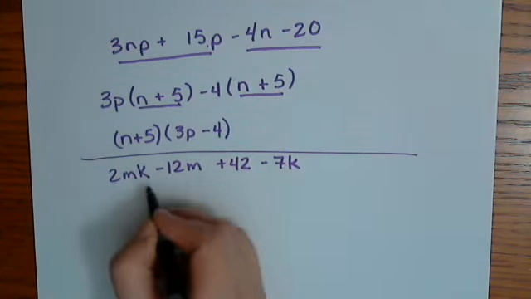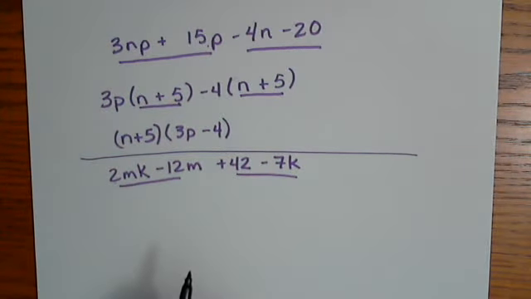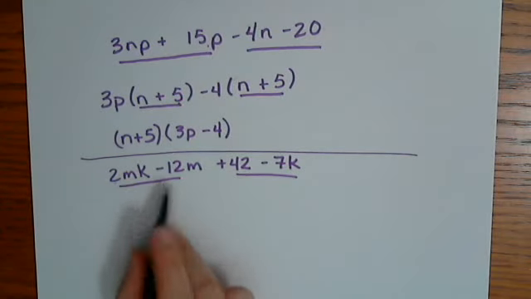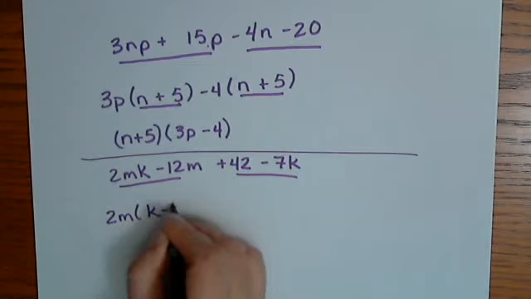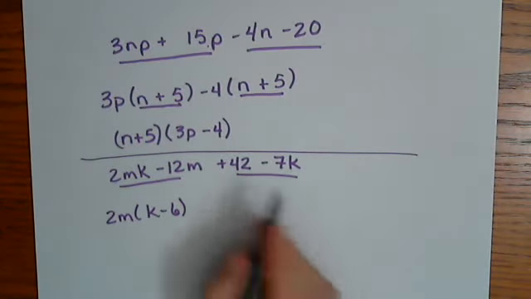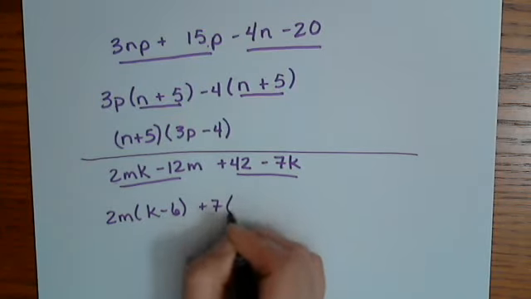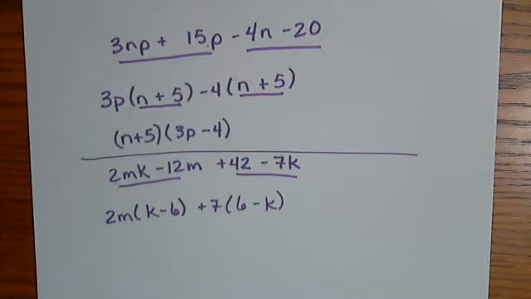So I'm just going to do my grouping thing, and I'm just going to always group the first 2 and the last 2 and just see what happens. If I look at the first 2, there's a 2m, and I'm left with k minus 6. And if I look at these 2, I could take out 7. So I could go plus 7, and I'm left with 6 minus k. Right? Are we all good so far?